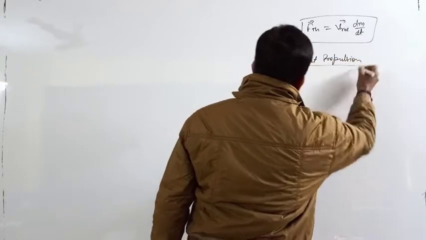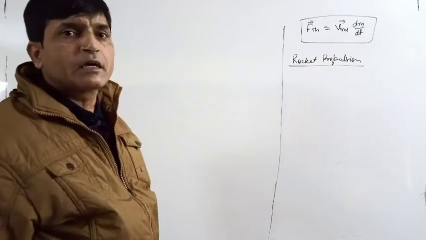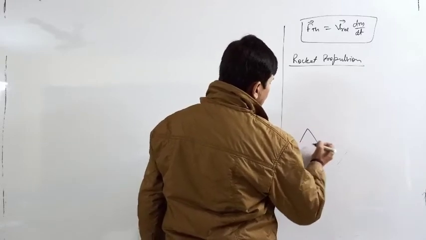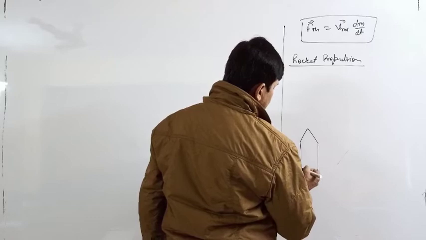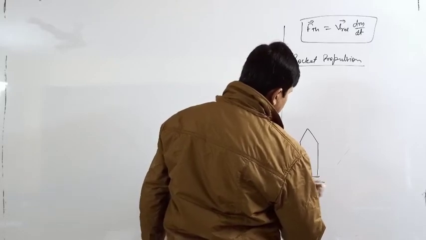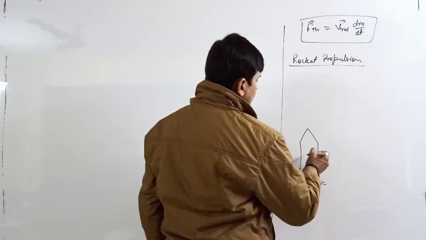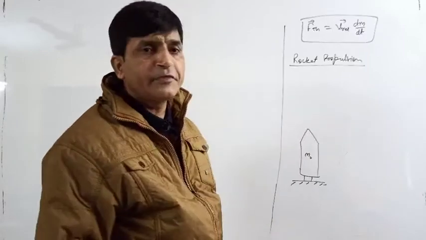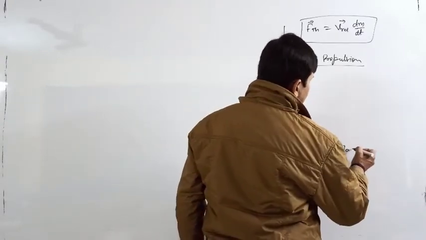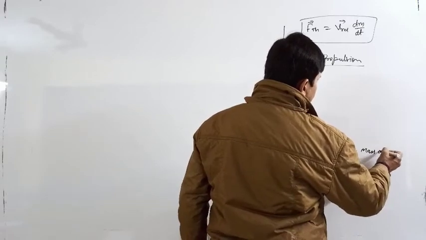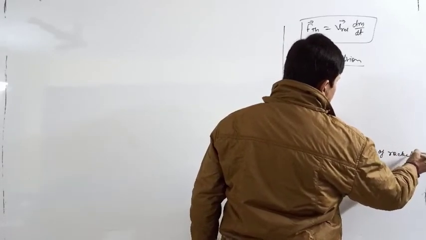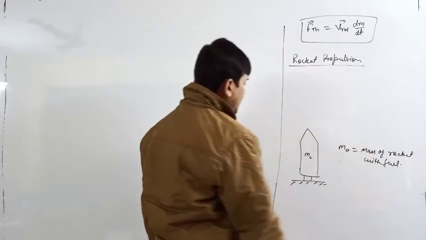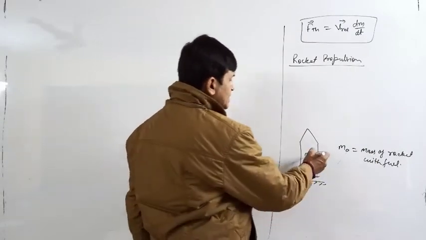Now come to another similar type of situation, as we have seen in rocket propulsion. In rocket propulsion, see how the rocket moves. If we have to launch a rocket, this is the general case, and m naught is the mass of the rocket including fuel. M naught is the mass of rocket with fuel, and right now it is on the launching pad.